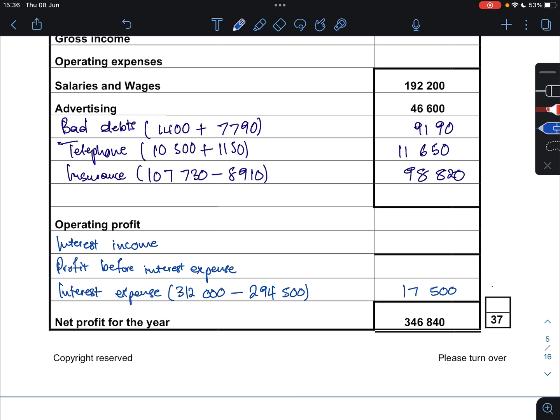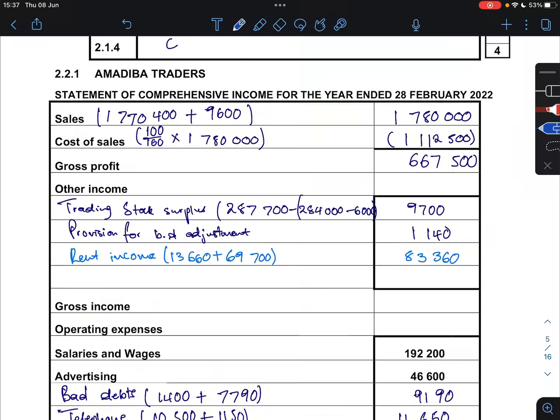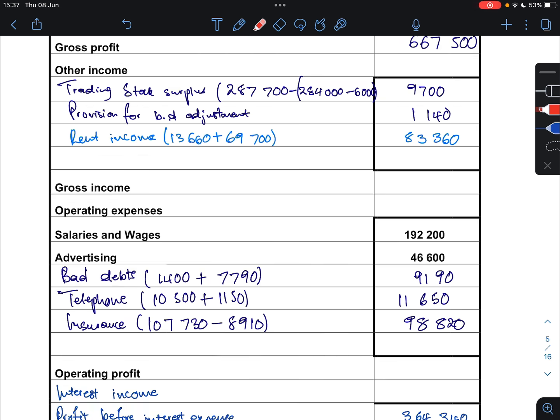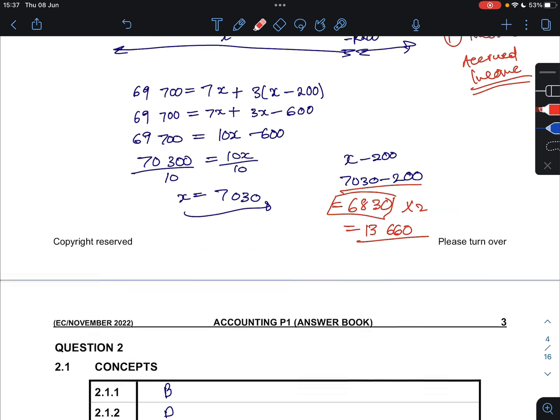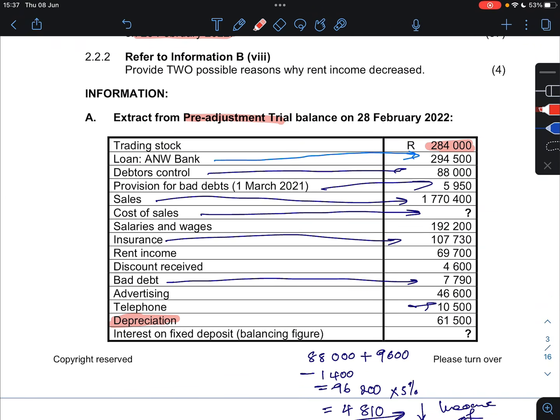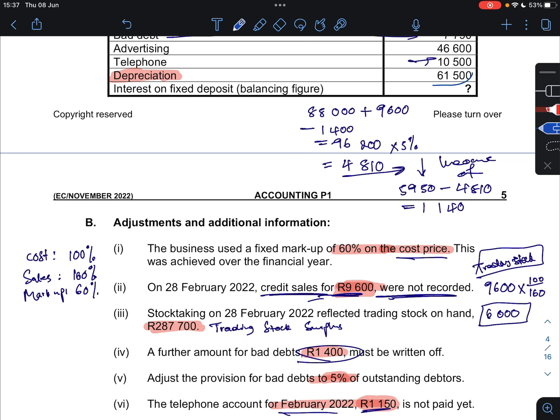All right. So we are supposed to just add these two amounts, and then let's see what we get. 346,840 plus 17,500, and that's 364,340. All right, and then we can continue with the rest of what we haven't taken into account, because you can literally just see that there are some adjustments that we have to take into account, like your depreciation. We haven't recorded your depreciation.